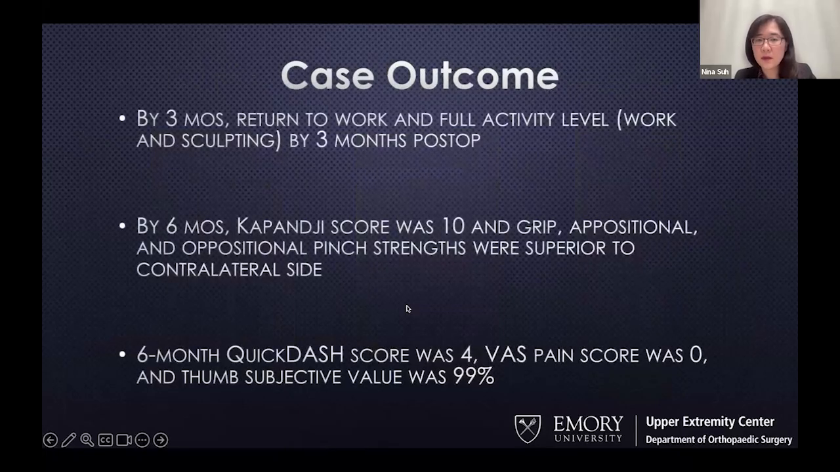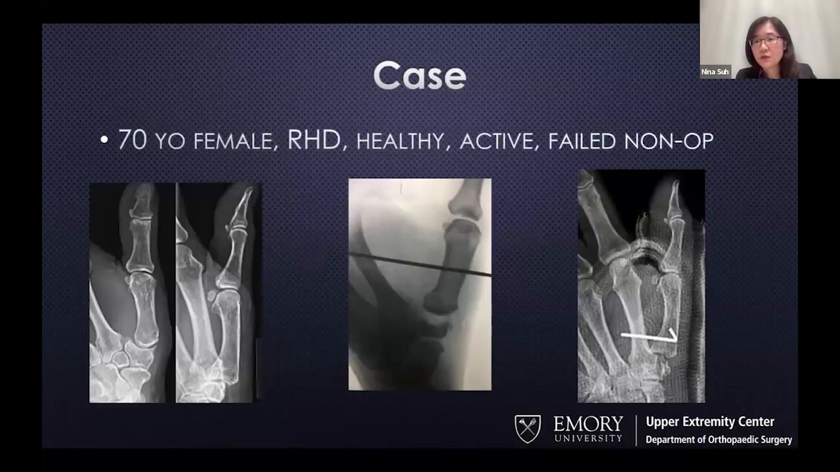So case outcomes by 3 months was fully returning to work and full activity level. By 6 months, the Pahanji score was 10, and grip, opposition and apposition pinch strengths were superior to the contralateral side. And then 6 month patient reported outcome scores where she was doing quite well. So she was very happy. Now for that patient, for instance, when they have the alloderm inserted, I actually take them out of immobilization in 4 weeks. I think you don't have to use an acellular dermal allograft.